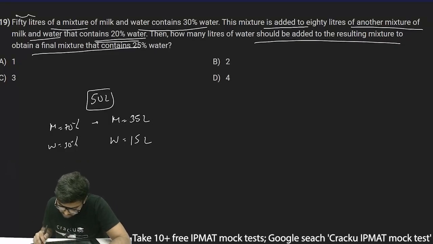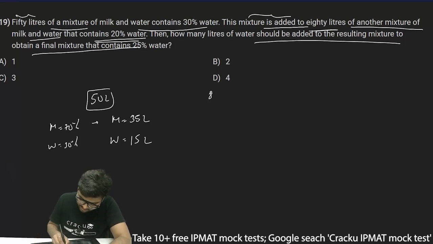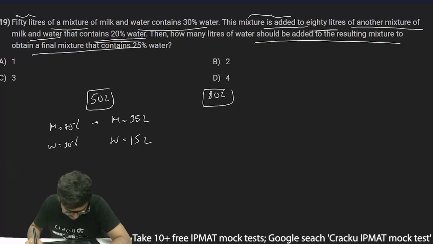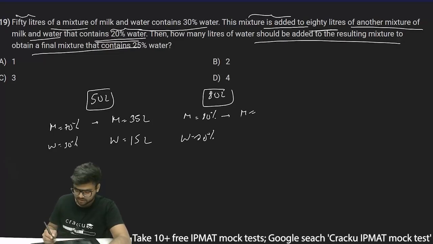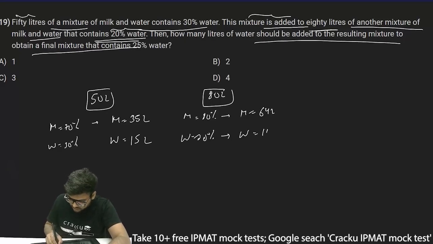Now, this mixture is added to 80 liters of another mixture of milk and water that contains 20% water. So milk is 80% and water is 20%. This means that milk is 80% of 80 liters, which is 64 liters, and 20% water means 20% of 80 liters, which is 16 liters. So water is 16 liters. Milk is 64 liters, water is 16 liters.